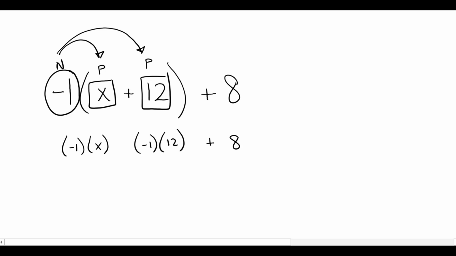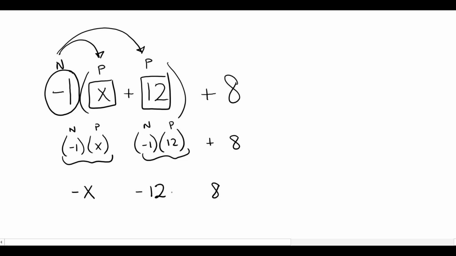I've got a negative times a positive here. I've got a negative times a positive here. Both answers to these multiplication problems have to be negative. Negative times positive is going to give me negative x or -1x. Negative times a positive for the other multiplication problem is going to give me -12. And then I have an 8.